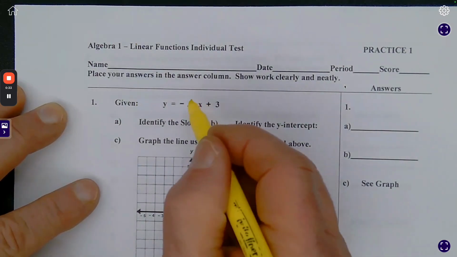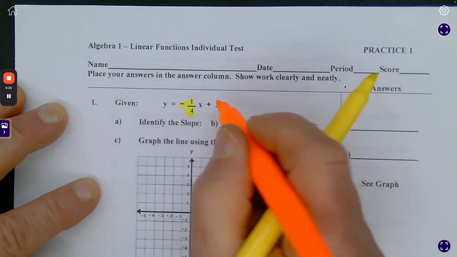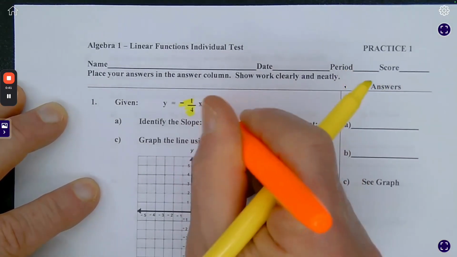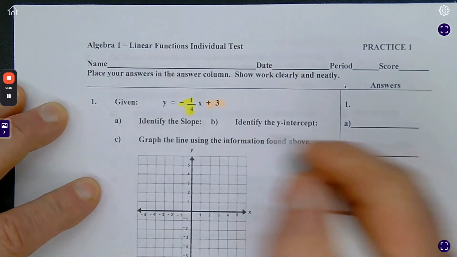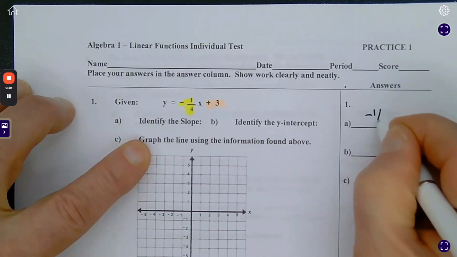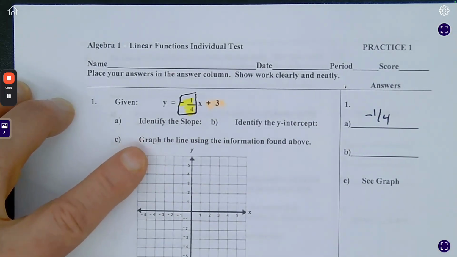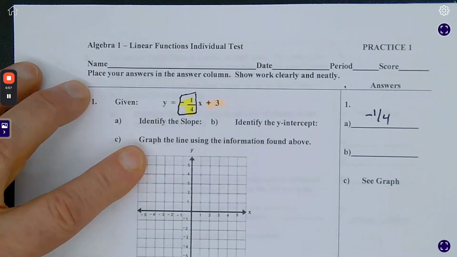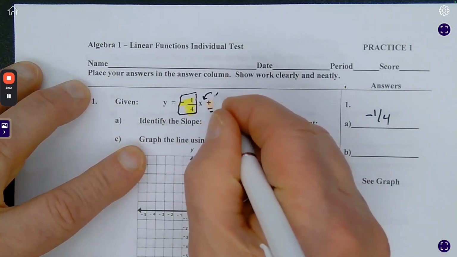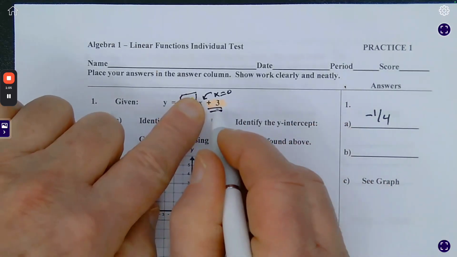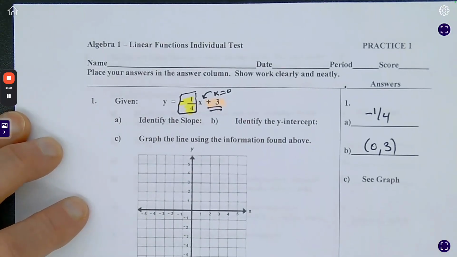y equals mx plus b. There's your slope, and there is your y-intercept. Okay, so notice they asked me to identify my slope. That is my rate of change. The rate of change is always in front of your independent variable or your input variable, which is x. The y-intercept is right there. So if I let x equal 0, this goes away, and I'm left with that. That ordered pair is on the y-axis, so we call it the y-intercept.